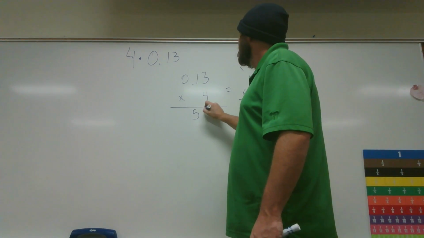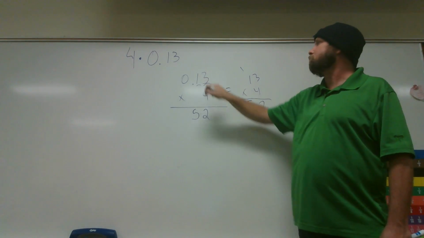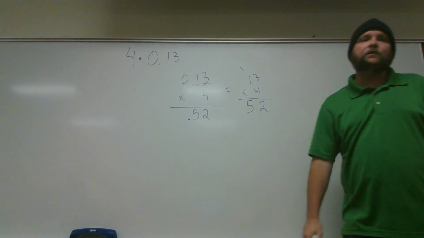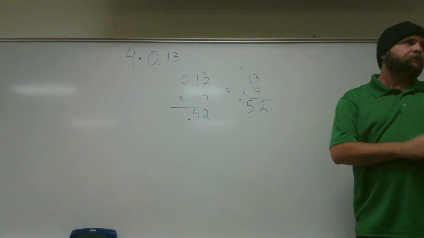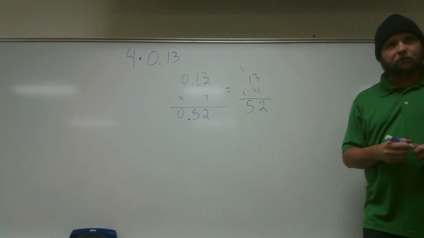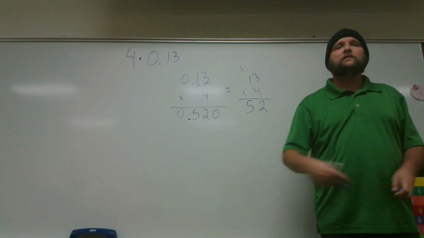Now I look and figure out in my problem how many digits are behind the decimal point. I have 2 digits behind the decimal point in the problem, so I'm going to have 2 digits behind the decimal point in the answer. I put a 0. I got it right. So that's 52 hundredths, 0.52. If you had a 0 at the end for whatever reason, 520 thousandths. Those are all the same value.